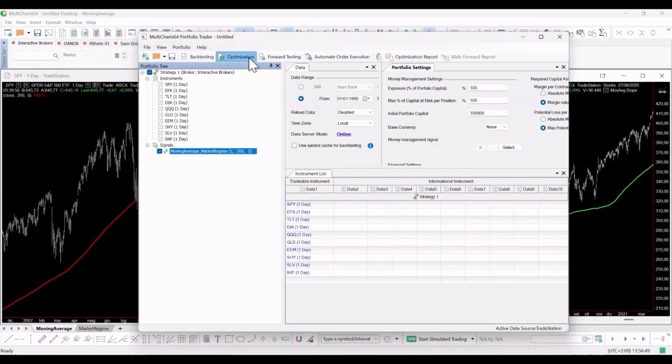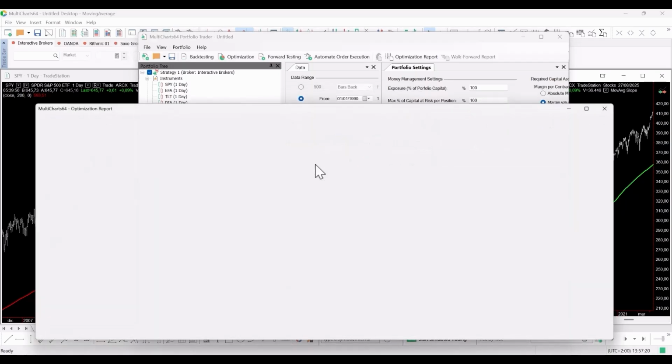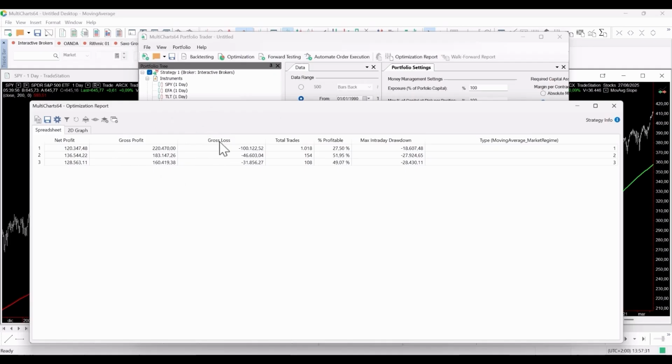Great. Let's launch an optimization focusing on just one input, the type. By setting it to vary from 1 to 3, we're basically simulating the three different approaches we've analyzed so far, and this allows us to evaluate their results when applied to our portfolio. At this point, I'd say let's go ahead and launch the optimization, and here's the report that's been generated.